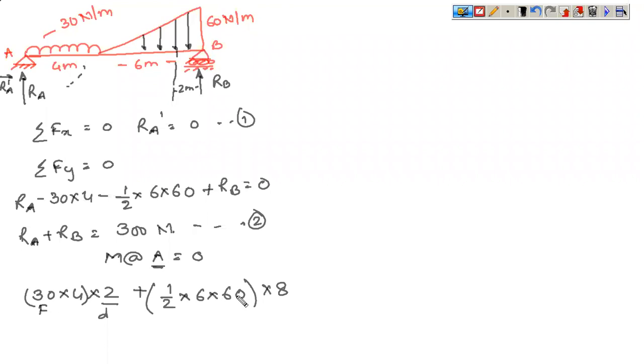So if it is 2 meters from B, it is 4 plus 4, 8 meters from A, minus 10 RB is equal to 0. So from here you can calculate the value of RA and RB. A job is done. Let us say that you had found out the moment about point B.